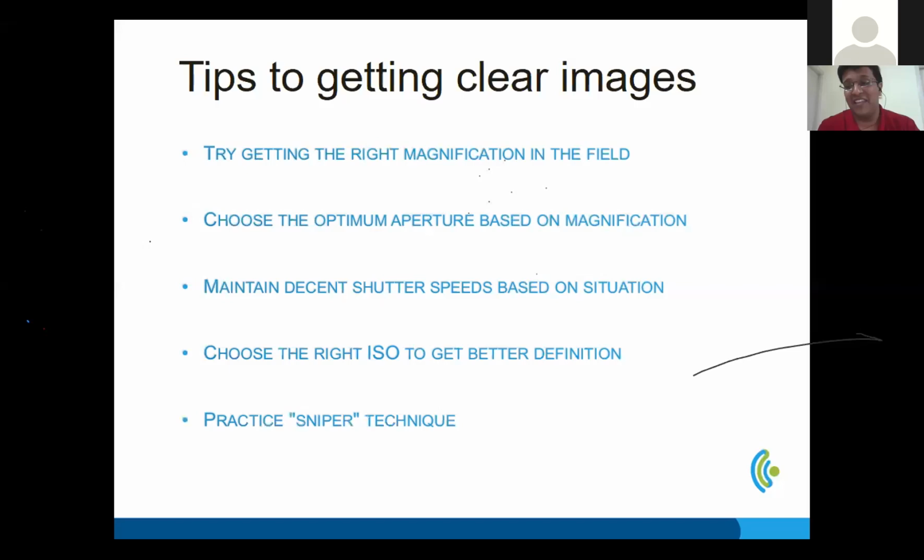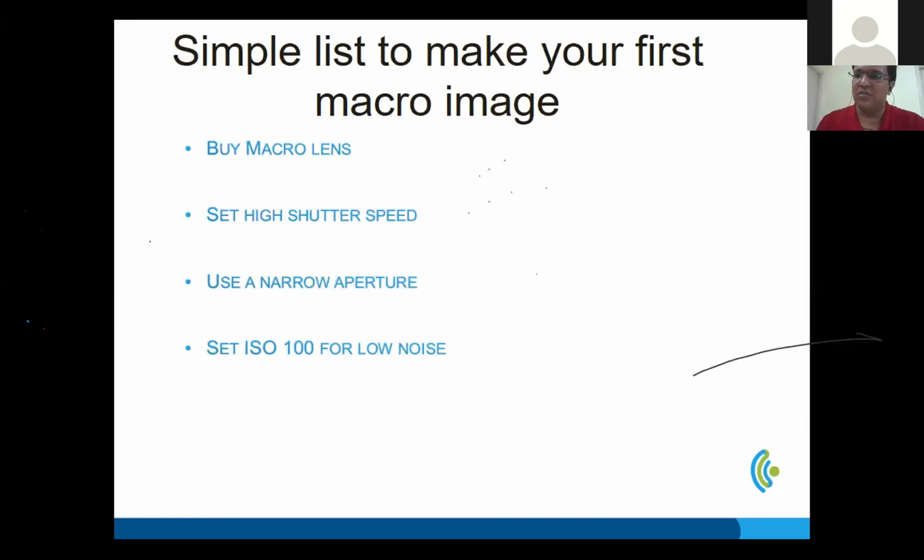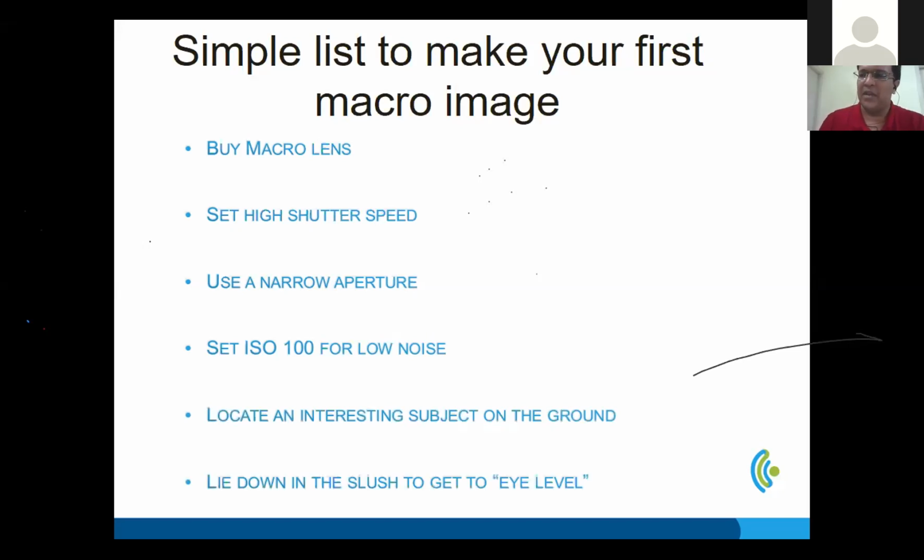But in the field, what we do is not this, and shoot too much. Want to use ISO low, to say 100 or 200, whatever is your base ISO. Locate a very interesting subject on the ground. Manage to get yourself very muddy, slushy, because you want to get eye level to the image, right? You put all of this effort, and your resulting image is going to look like this.